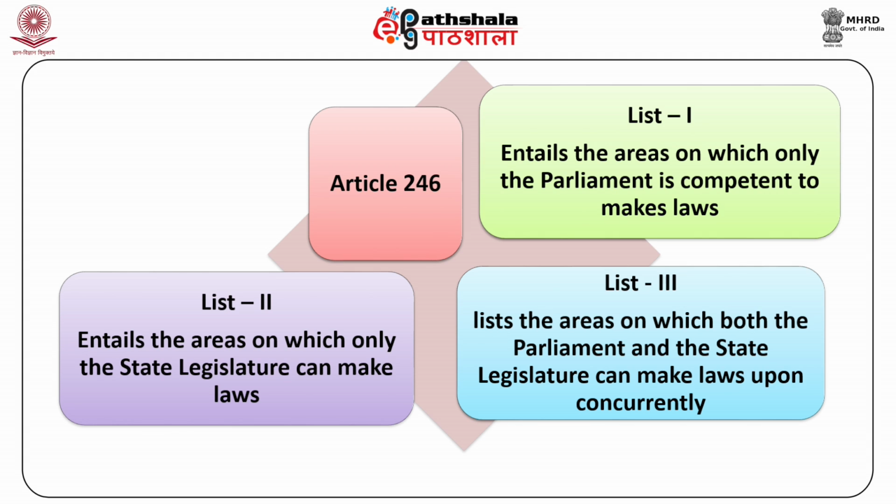List 2 entails the areas on which only the state legislature can make laws, and list 3 lists the areas on which both the Parliament and the state legislature can make laws concurrently.